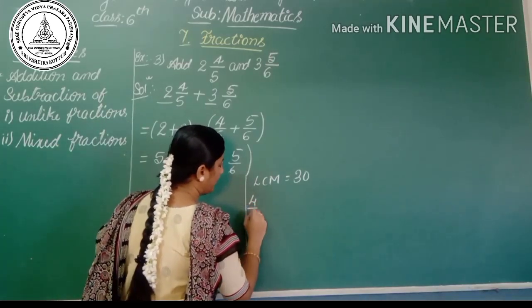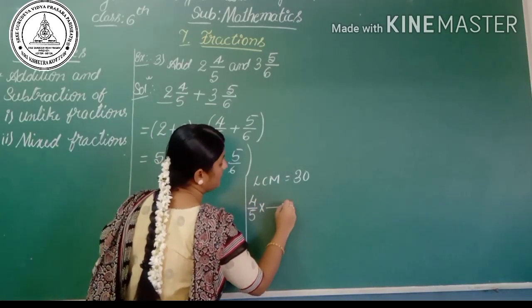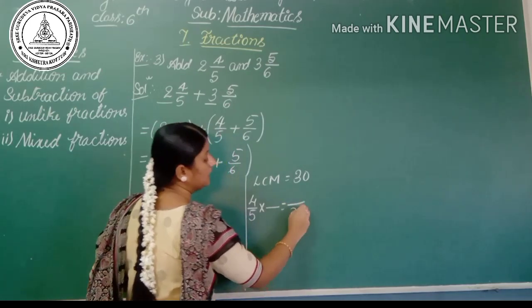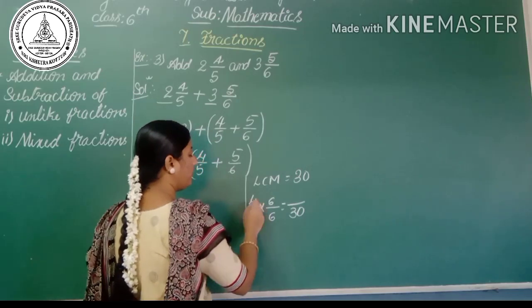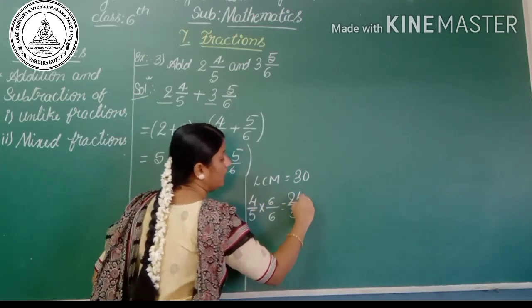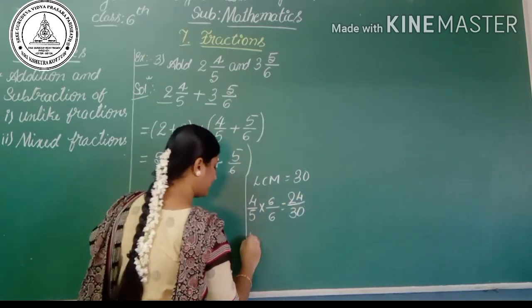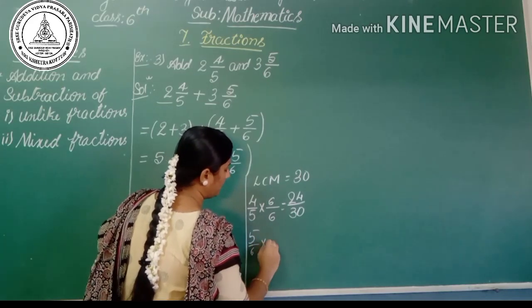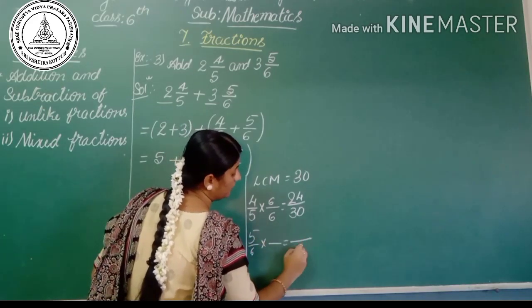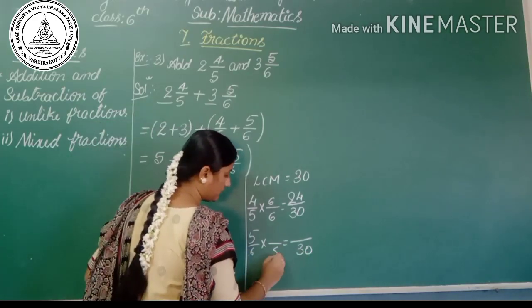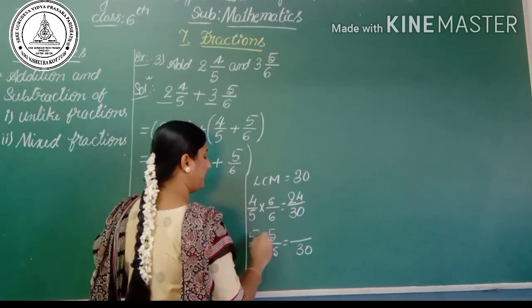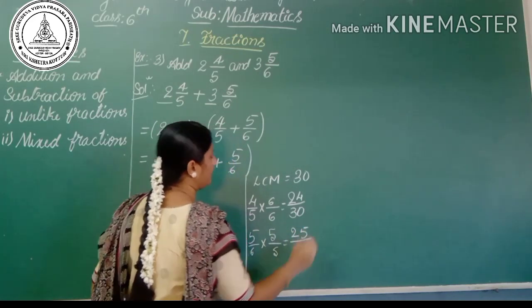First one, 4 by 5 into dash, which is equal to, make the denominator 30. 5 times how much is 30? That is 5 6s are 30. 4 6s are 24. Okay. Then 5 by 6 into dash is equal to, divided by 30. Then 6 times how much is 30? 6 5s are 30. Okay. 5 5s are 25. Okay.